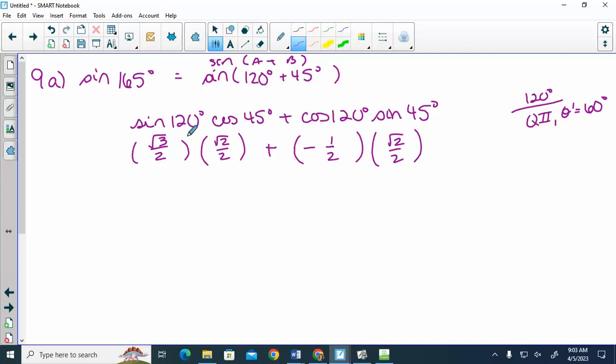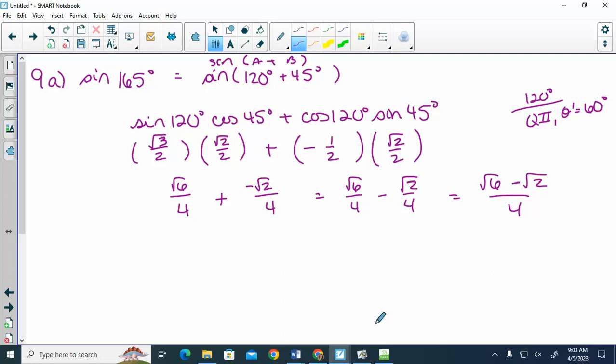So when I multiply, radical 3 times radical 2 is radical 6. 2 times 2 is 4. Plus negative 1 times radical 2 is negative radical 2 over 2 times 2 is 4. So you could write it like this. You could say radical 6 over 4 minus radical 2 over 4. Or you could make one big fraction, the whole thing over 4. Any of those are okay.